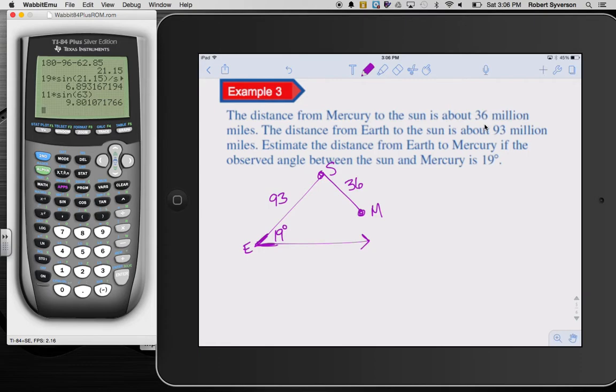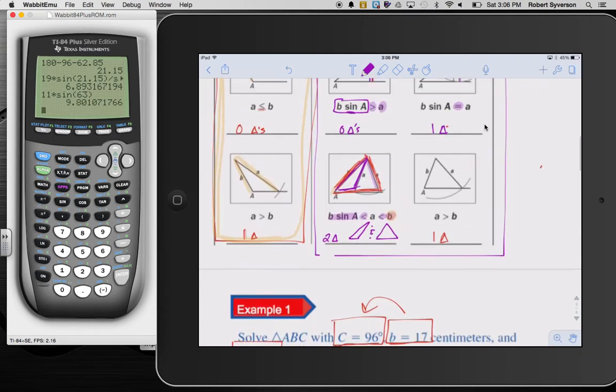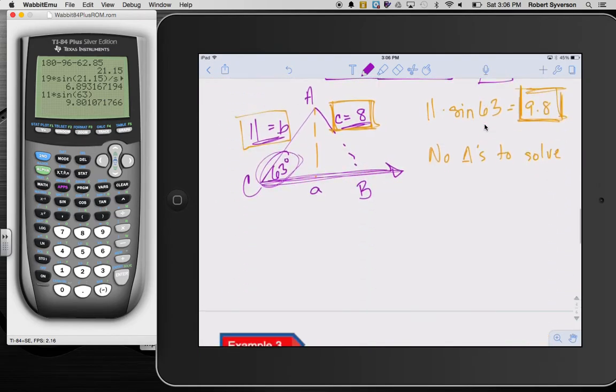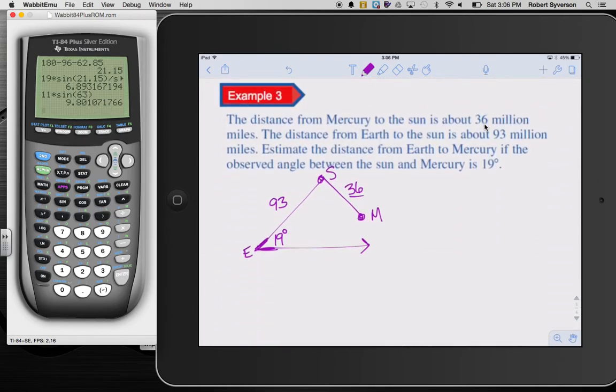So the first thing I'm going to do, just like in the last one, is compare to see the bottom right-hand situation, which was where the opposite side here was bigger than the adjacent side. Is that the case? Is the opposite side bigger than the adjacent side? 36, that's definitely not bigger than 93, so that's not the situation. So now what I need to do is to compare this opposite length to the altitude of the triangle.